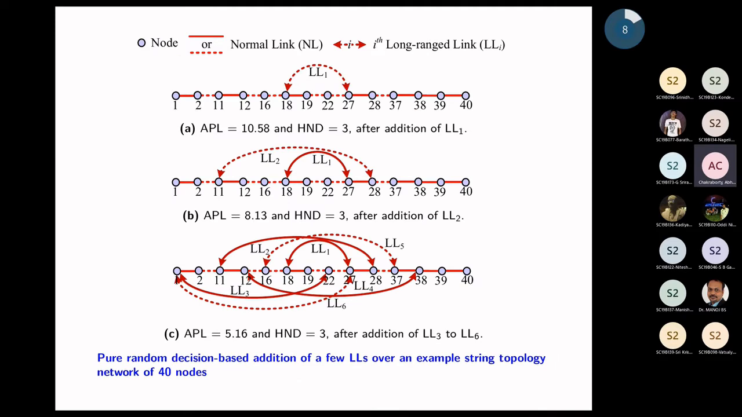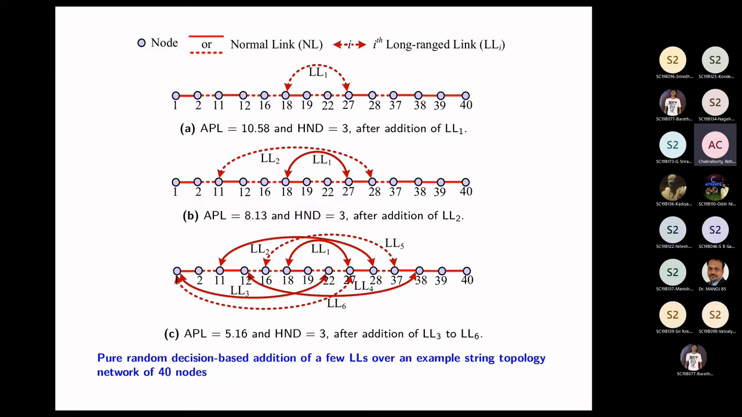Here is a simple example where we have shown a 40-node network in which we have added nearly 6 long links in a random fashion. For each link addition, we have given the average path length value and the highest node degree. Here, highest node degree means the maximum number of links connected to a node in the network. We have seen that even after 6 link additions, the highest node degree is only 3.